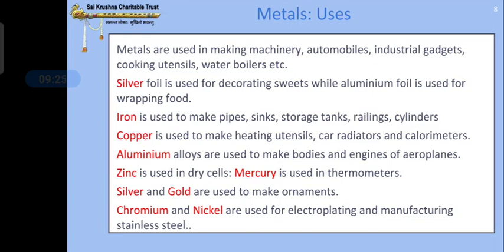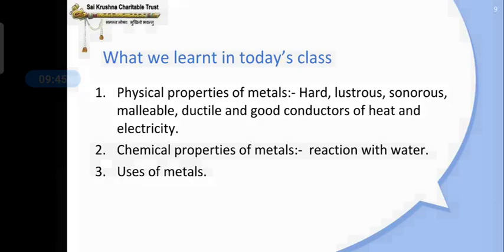Aluminium alloys are used to make bodies and engines of airplanes. Zinc is used in dry cells. Mercury is used in thermometers. Silver and gold are used to make ornaments. Chromium and nickel are used for electroplating and manufacturing stainless steel. So these are a few uses of metals.